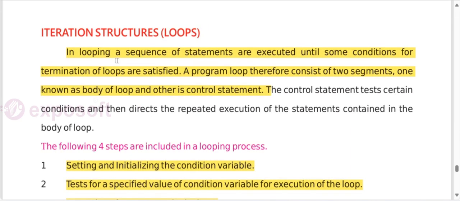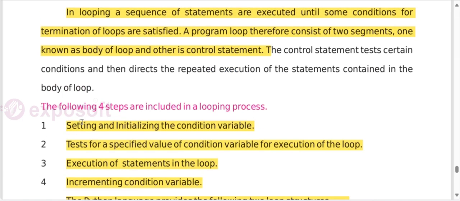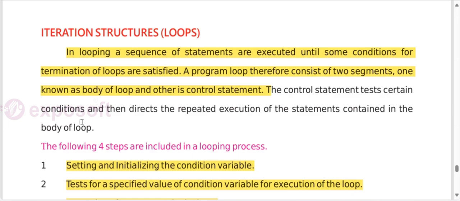Next, iteration statements or loops. In looping, a sequence of statements is executed until some conditions for termination of the loop are satisfied. A program loop therefore consists of two segments, one known as the body of the loop and the other is the control statement. So looping means a sequence of statements which will be executed until some conditions for termination of the loop are satisfied.